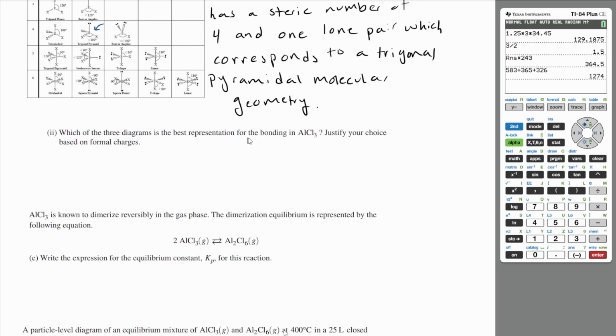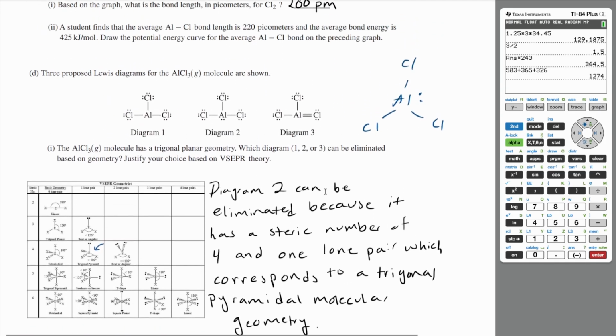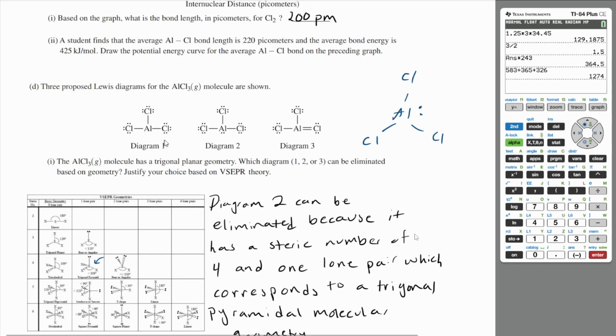Which of the 3 diagrams is the best representation for the bonding in aluminum chloride? Justify your choice based on formal charges. If we go back to diagrams 1, 2, and 3, I guess 1 and 3, since we kind of crossed out 2, let's calculate the formal charge on all these atoms, right? So remember, your formal charge is going to be equal to valence electrons minus your lone pair electrons plus 1/2 bonding electrons. So let's calculate that for aluminum in diagram 1.